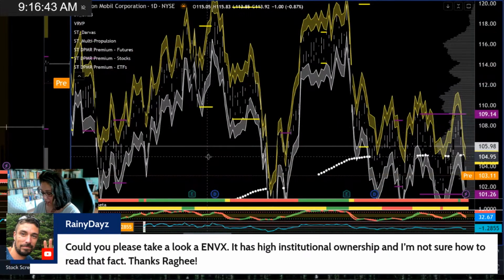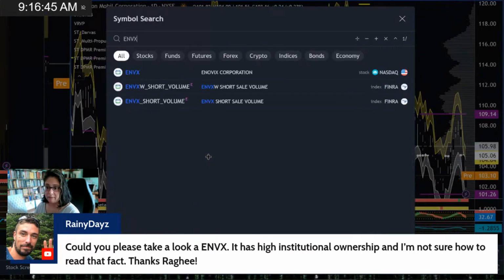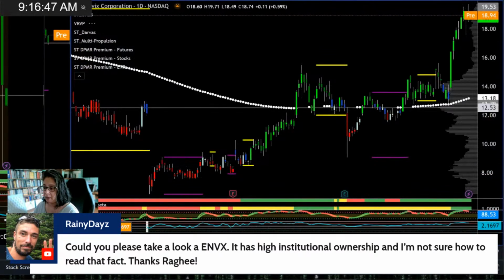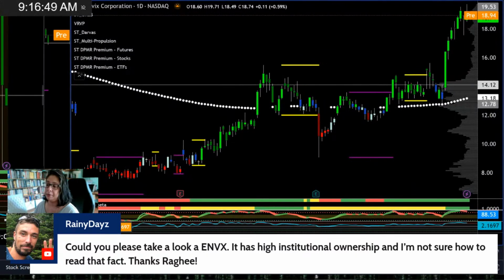ENVX. Okay. So what I want to look at here is volume. High institutional ownership, likely that's sitting at about $14. Do you see that, Rainy Days? Look at the volume ledge there. Look at the point of control. So high institutional ownership is probably about 5 points below where we are right now. This is in an uptrend, so we need a pullback.